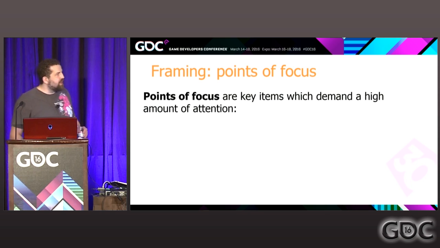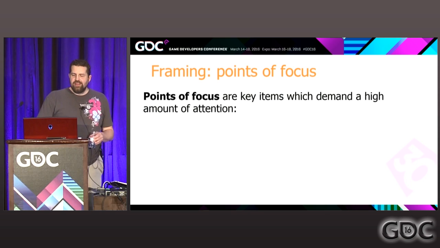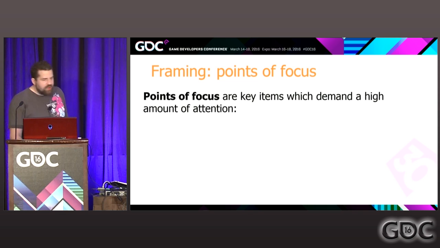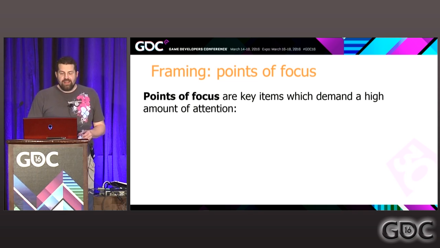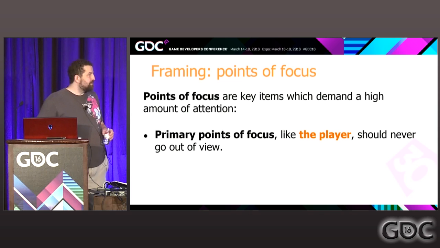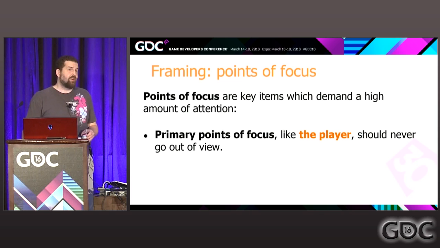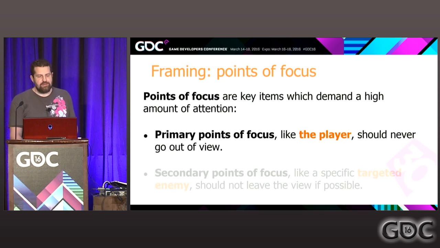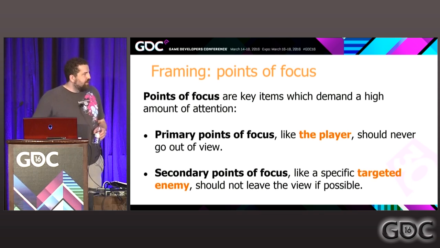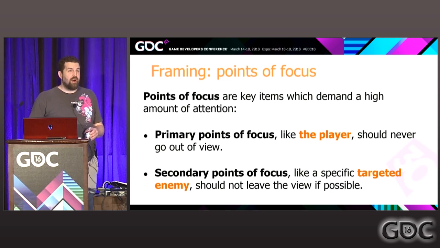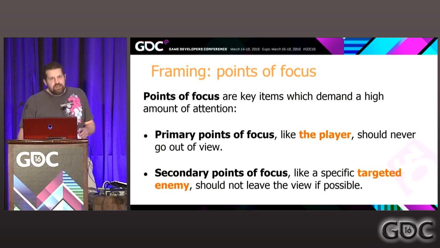So there might be different things we want the camera to look at and highlight. I'll call points of focus those things that demand high attention, right? So a primary point of focus, like the player, should never, ever go out of view, unless perhaps during a cutscene or something like that, which is not what we're talking about. A secondary but still important point of focus, like, say, the enemy that I'm locked onto, shouldn't go out of the screen if possible, right? If I can frame both me and my target, let's do that. But if push comes to shove, keep me on screen and kick him off screen.